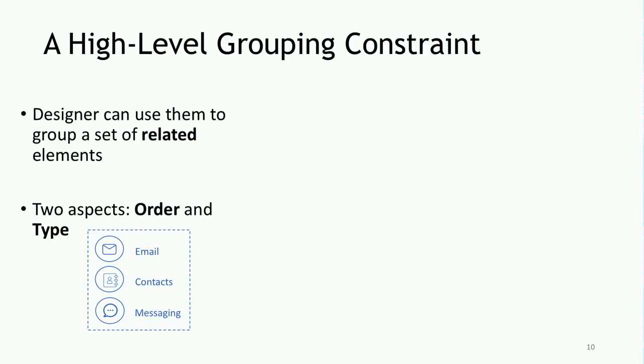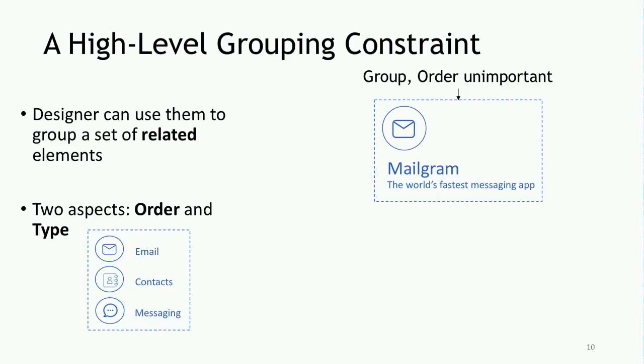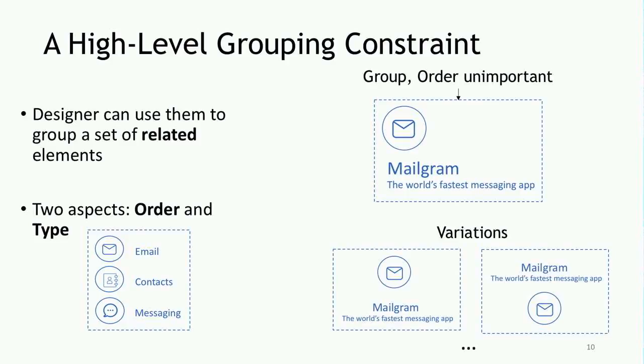That's like a list or grid where all the cells need to be laid out in the same way. So for an example, say the designer has a group with order unimportant. They've grouped together some elements. And Scout will generate several design variations where it can change the position, order, and size of elements in the group. But it will always keep those elements together in the variations so that they are placed to be a visually distinct group in the overall hierarchy.